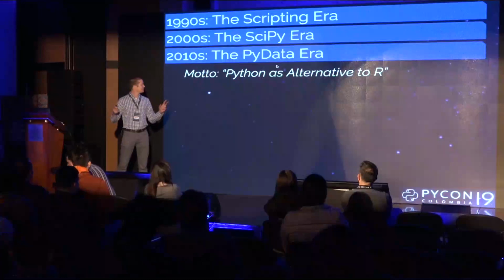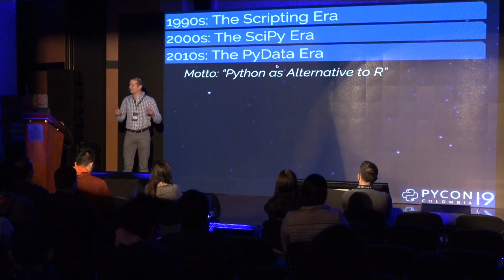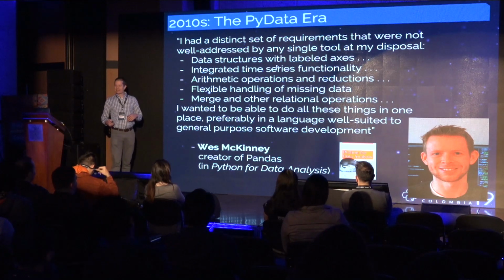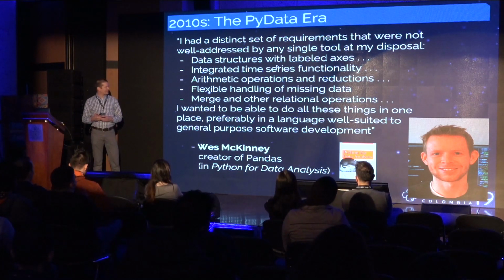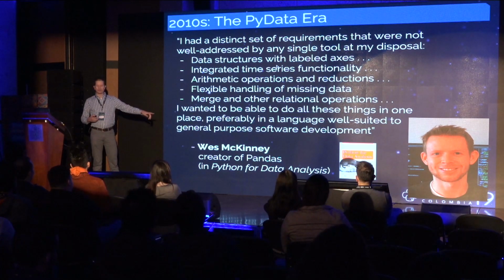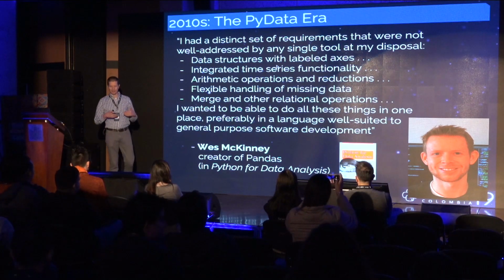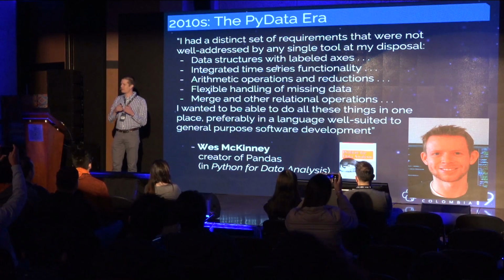Okay, so we have the scripting era, we have the SciPy era, and I like to think of the 2010s as the PyData era. If there's a motto for the PyData era, it would be Python as an alternative to R, right? If you look at where this kicked off, I would really mark Wes McKinney's work on pandas and his book Python for Data Analysis as the beginning of the PyData era.